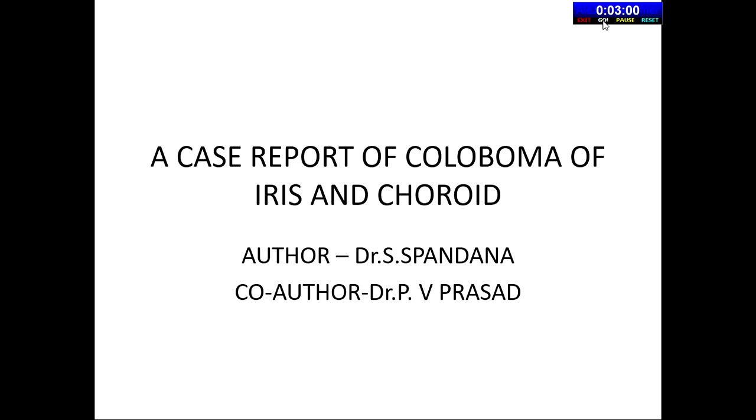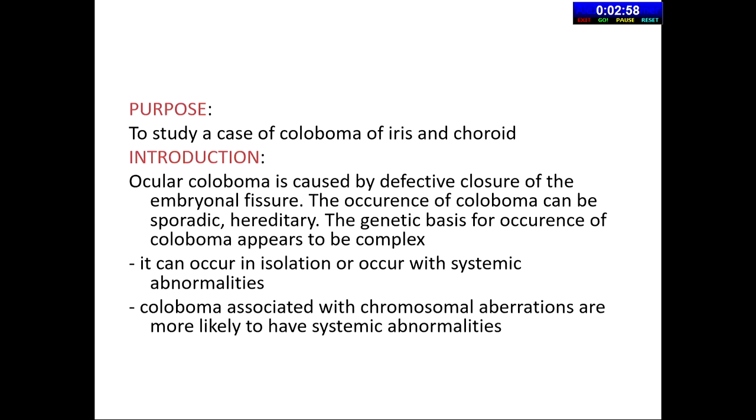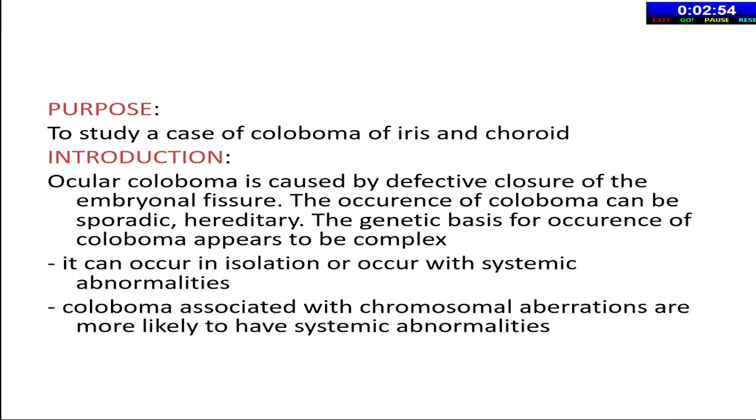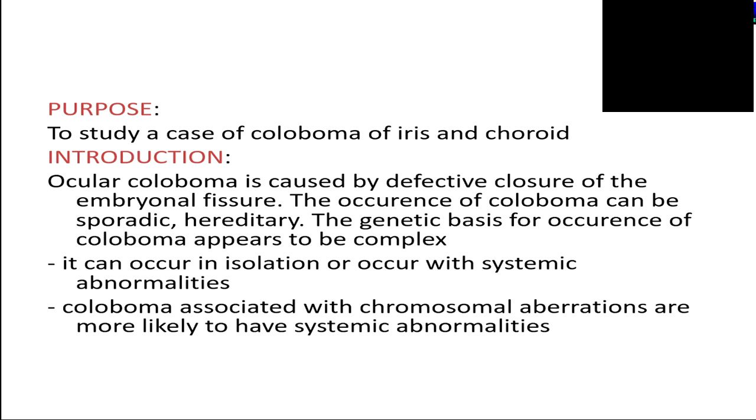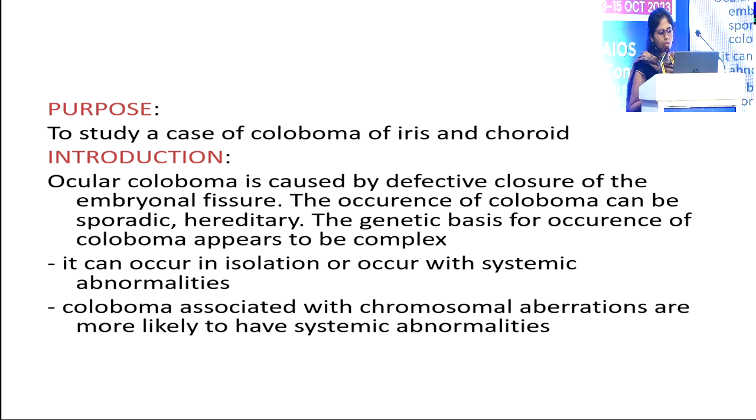A case report of coloboma of iris and choroid. The purpose of the study is to study a case of coloboma of iris and choroid. Introduction. Ocular coloboma is caused by defective closure of the embryonal fissure. The occurrence of coloboma can be sporadic or hereditary. The genetic basis for occurrence of coloboma appears to be complex. It can occur in isolation or with systemic abnormalities.